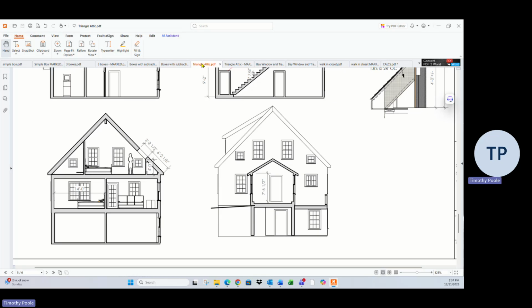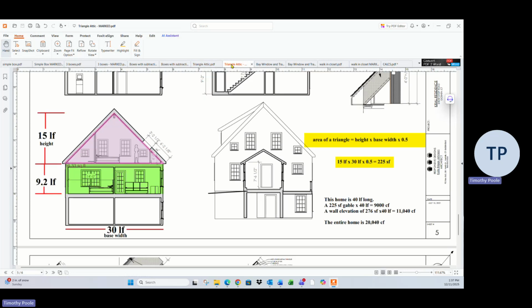Beyond rectangles and squares, homes also include triangles and trapezoids. When we move to section views on the plans, we still see many rectangles, but we also see triangular shapes in the gables of attics and upper floors. To calculate the area of a triangle, we must multiply the height by the base width and then multiply that product by 1/2. In this example, the gable end of the attic forms a triangle.